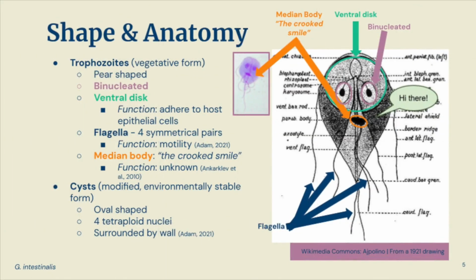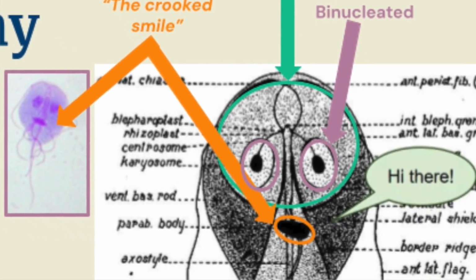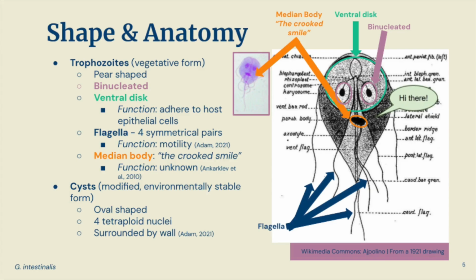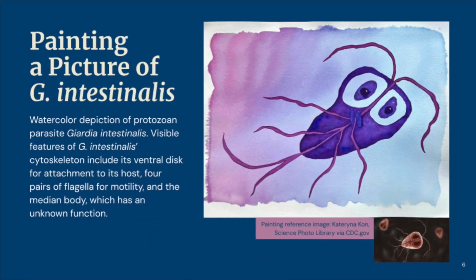Now that we know about the two stages, let's talk anatomy. Trophozoites are pear-shaped with two symmetrical nuclei. They've got a ventral disc for adhering to host epithelial cells. They've got 4 pairs of symmetrical flagella for motility, and a median body, sometimes called the crooked smile, with an unknown function. Cysts are oval-shaped with 4 tetraploid nuclei surrounded by a wall. And here is the watercolor painting I made of Giardia intestinalis.